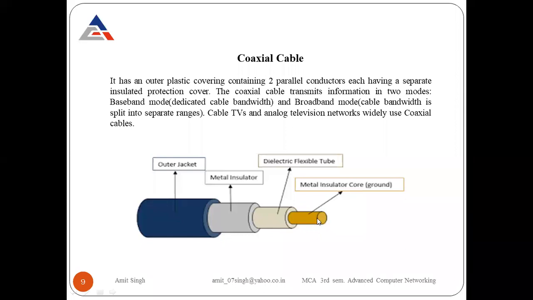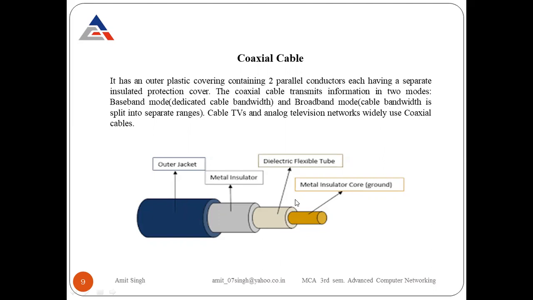Who is responsible for sending the data? The metal insulator core. It is called the metal insulator core. Normally it is a copper wire which can send the data, and this is covered by the electric flexible tube, or you can say the plastic covering. And again, on the plastic covering, the metal insulator is there, or you can say the mesh is there. And at the last, we have the outer jacket. The outer jacket normally is black in color, and it is made of plastic.